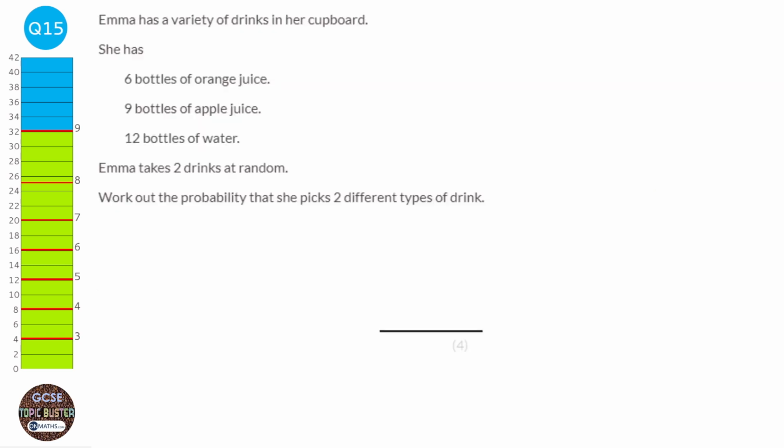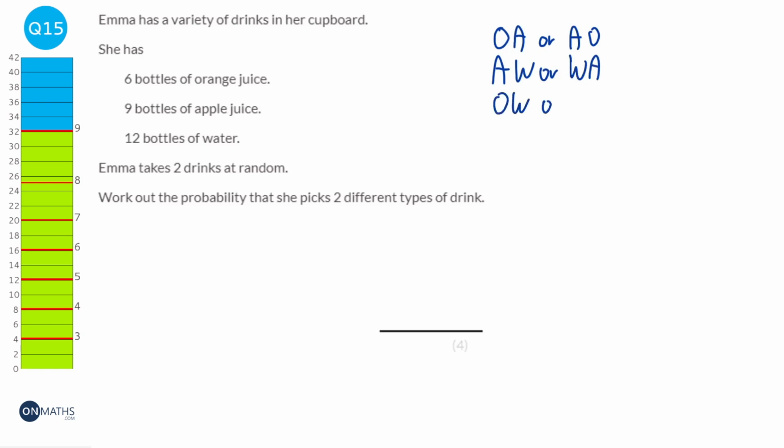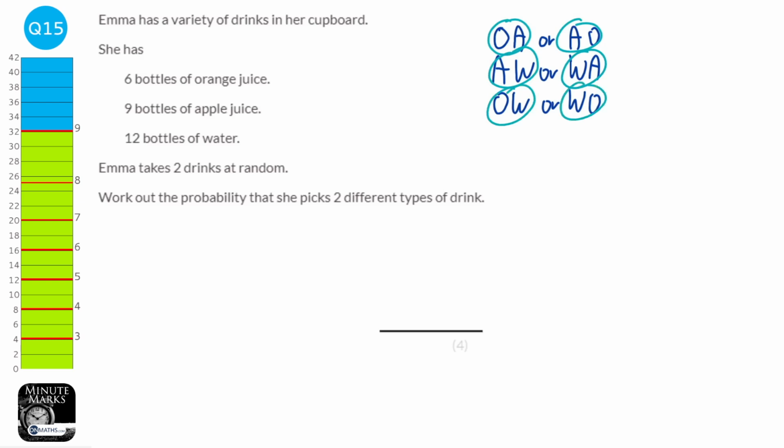We're going to start by working out what outcomes will give us 2 different types of drink. So we could have OA or AO. We could have AW or WA. And we could have OW or WO. Now, what we notice when we do this is that OA gives us the same probability as AO. Same with AW and WA, same with OW and WO. So we're going to just ignore the right-hand side ones, and we're just going to focus on the left-hand side ones.